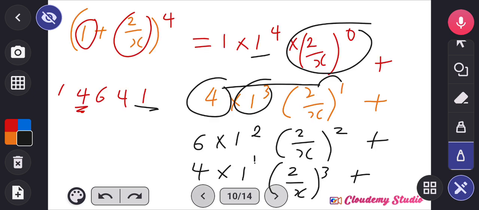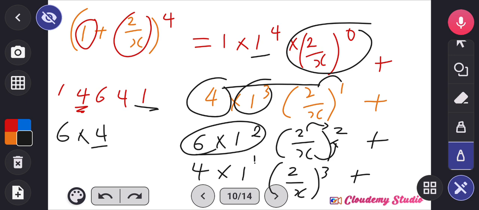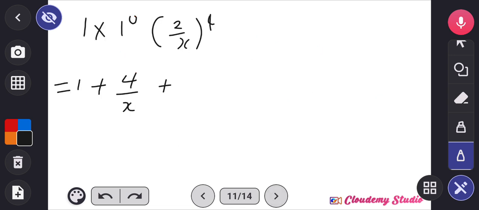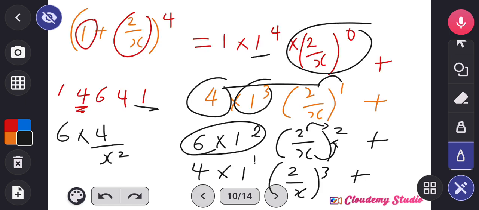The next one here is what? 6 multiplied by 1 equals to 6, right? 2 raised to the power 2 equals to 4. x raised to the power 2 equals to x squared, right? So it's same thing as 6 multiplied by 4 divided by x squared. And 6 times 4 equals to 24. And that is going to give us plus 24 divided by x squared.